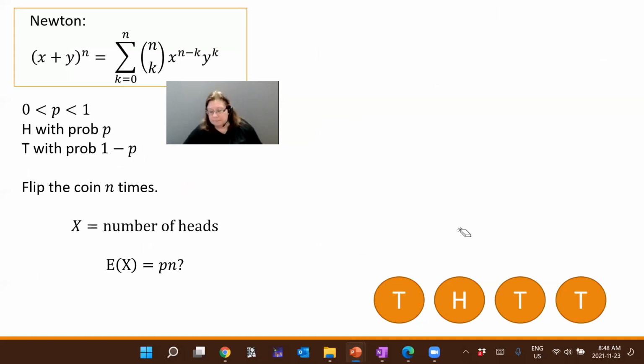Okay, so we flip heads with probability P. We flip tails with probability 1 minus P. We flip a coin n times, and we record the number of times it comes up heads. So what is the expected number of times it comes up heads? We think it's going to be the probability P times n.